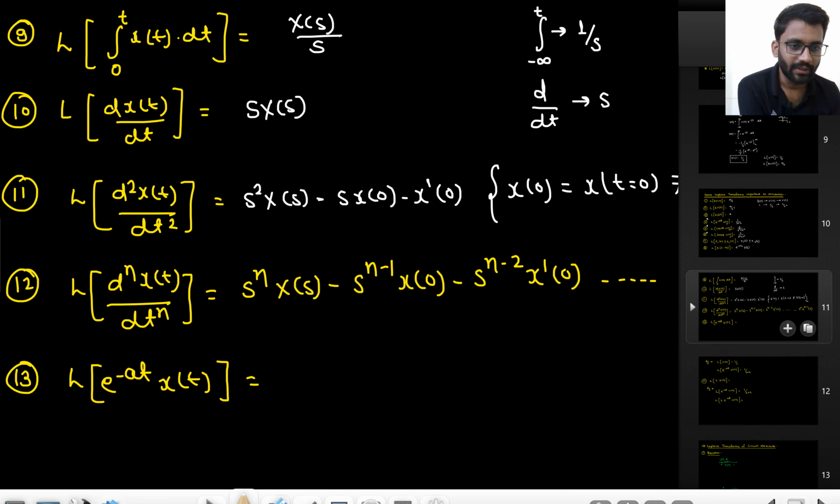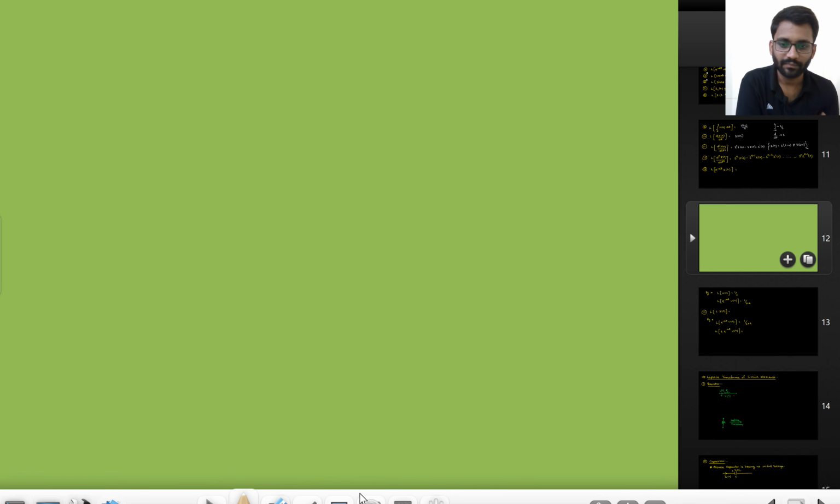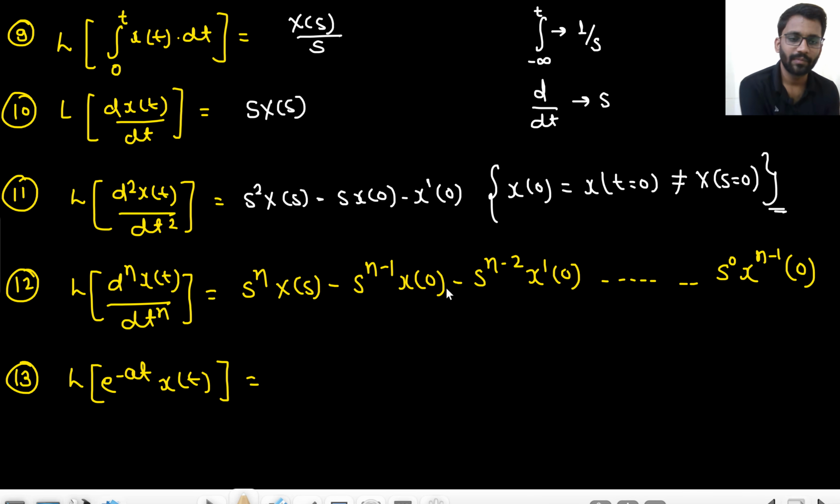So I will add a page. Before taking the example, let's just see this form. Okay, what is this form? Laplace transform of d^n x by dt^n. Just we are differentiating here once, here twice, and here we are differentiating n times. So just see this formula. You don't need to mug it up. First, s to the power n X(s) minus s to the power n minus 1 x(0) minus s to the power n minus 2 x dash (0), and so on, where we are differentiating n minus 1 times.